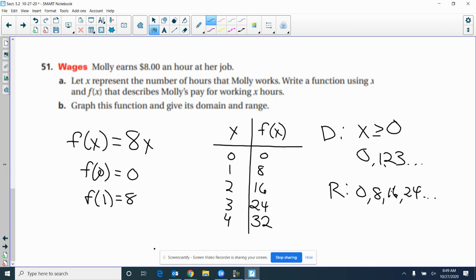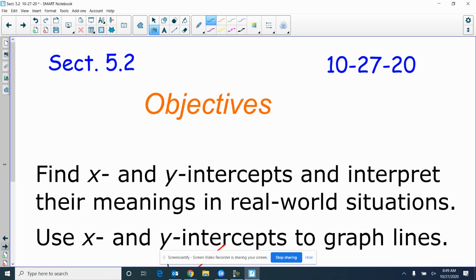All right, questions? All right. Good job. Let's look at 5.2.